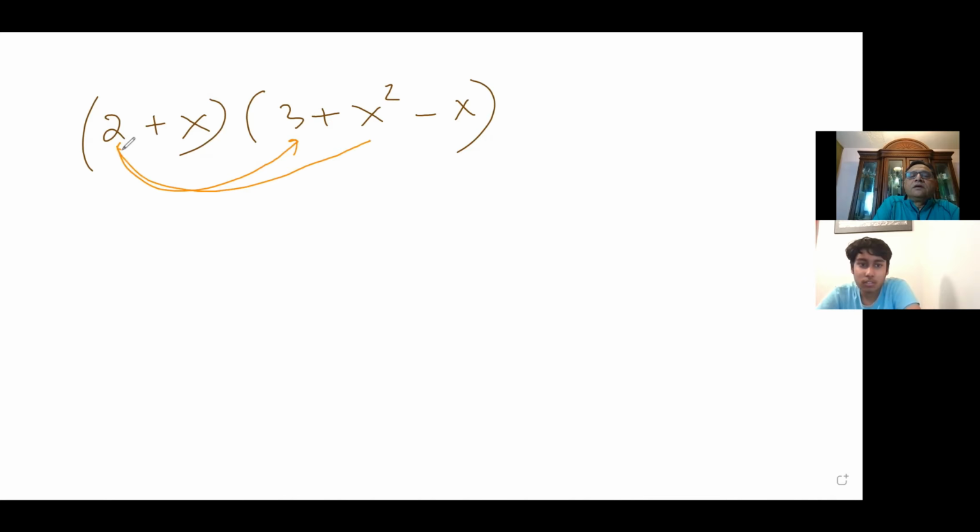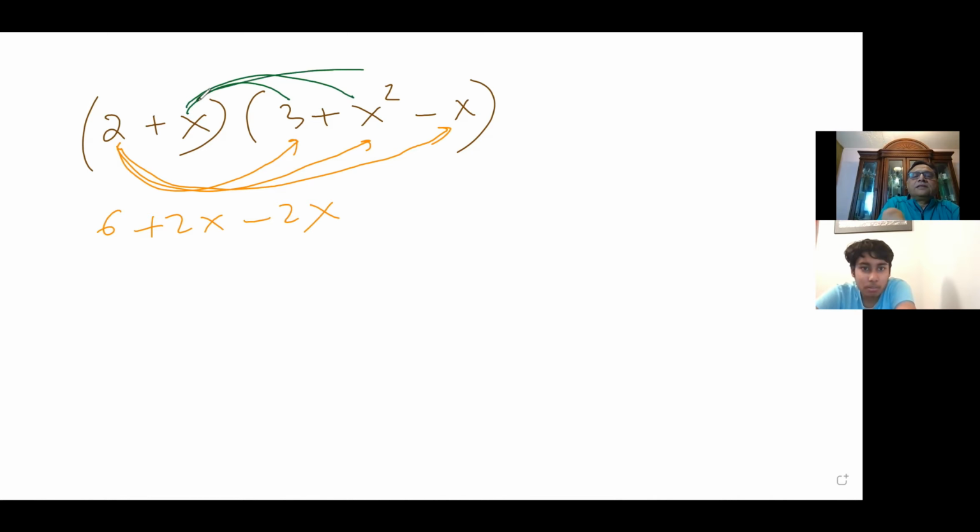You understand? Yes, sir. Remember this basic process. 6x squared minus 2x plus 2x. Now pick up the other term, 3, and multiply it by all the terms in the next fraction, plus 3x. Continue this process, plus x cubed minus 2x.